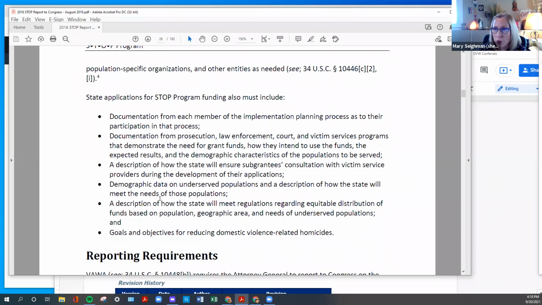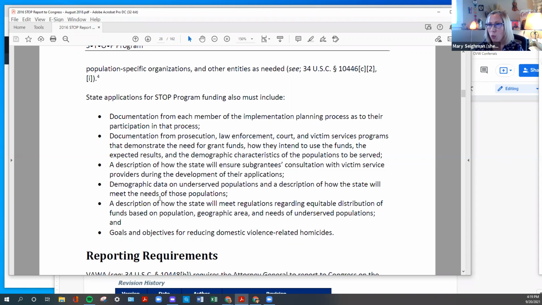The first is, of course, you know this because we talk about this all the time, documentation from each member of the implementation planning process that they participated in the process. This would be the stuff that shows that you have a planning committee comprised of all of those required entities set forth in VAWA, but it's also that larger consultation. So beyond the committee, everyone else. For example, if there are tribal governments located in your state, it would be all of those tribal governments, both federally recognized and state recognized. So just everyone else beyond that core team that works with you on your plan.